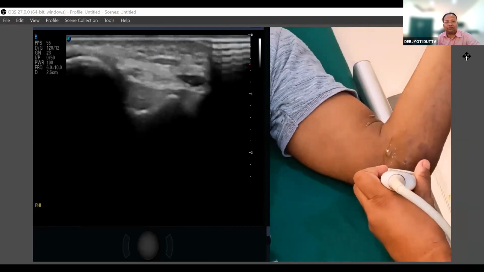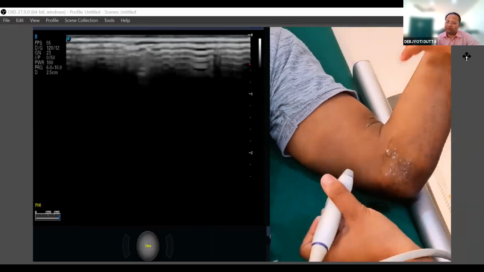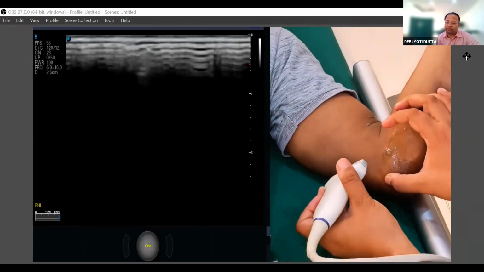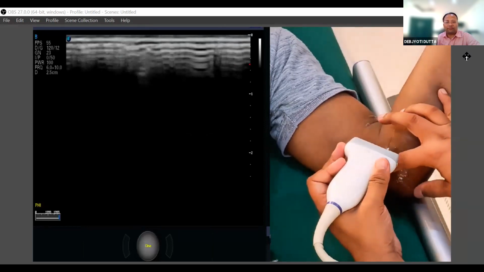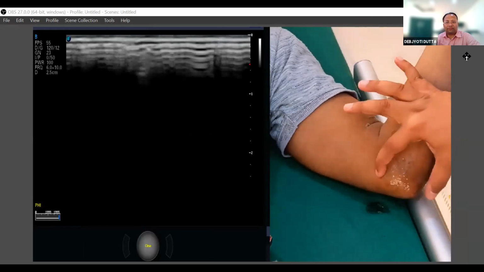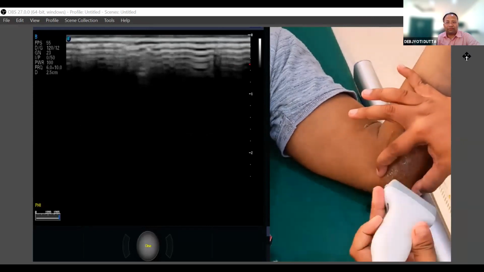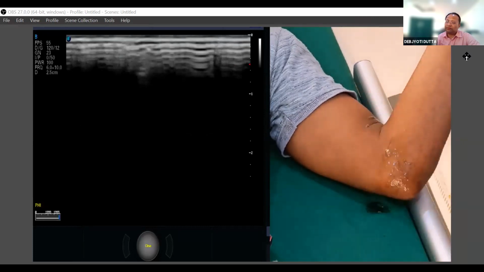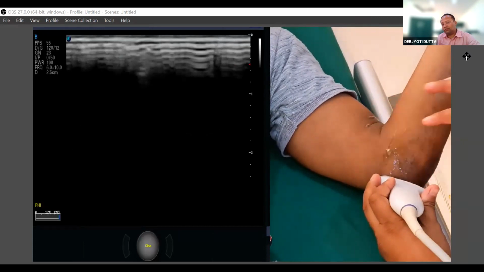Now, here I am moving up, and now I am putting the probe bridging two structures. One is the medial epicondyle, another is the olecranon. So this is the medial epicondyle, this is the olecranon. What I am doing, I am putting the probe, using a little bit of jelly first, bridging these two structures, the medial epicondyle and the olecranon. So we are putting like this.